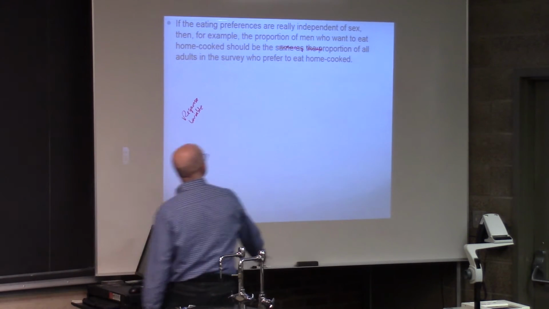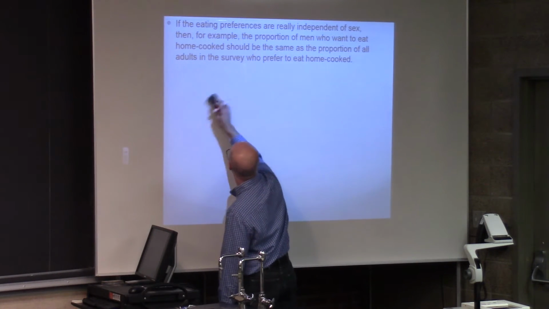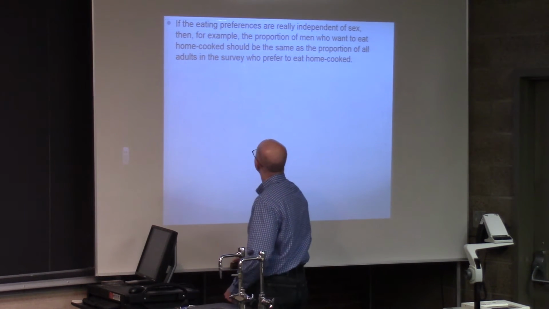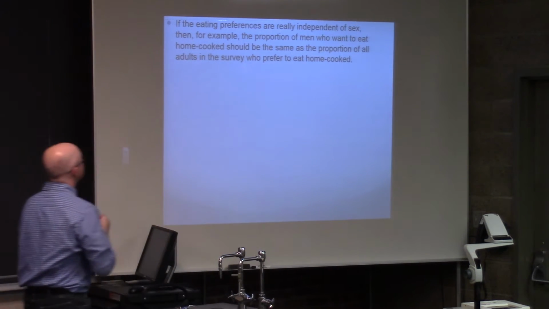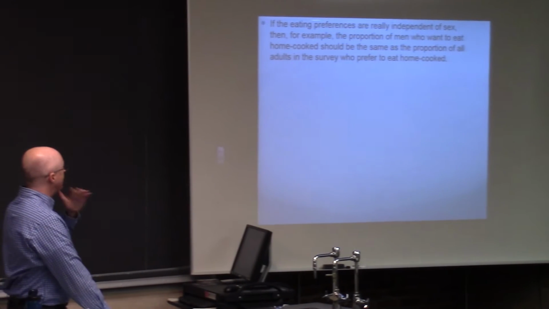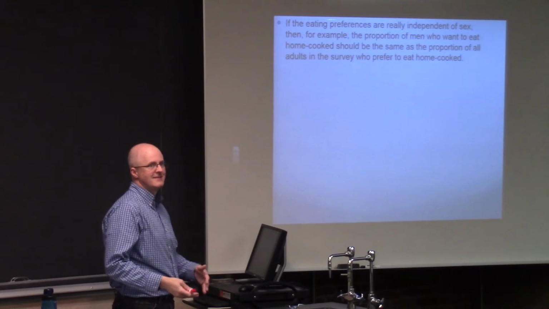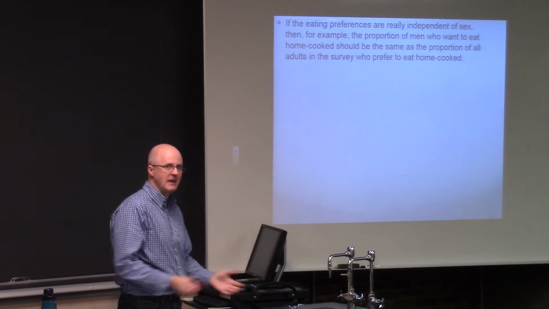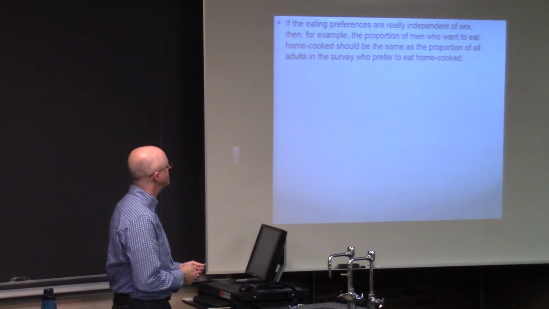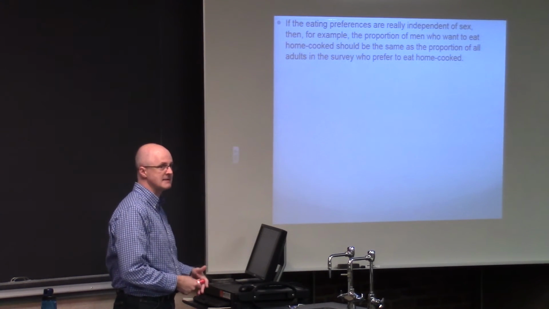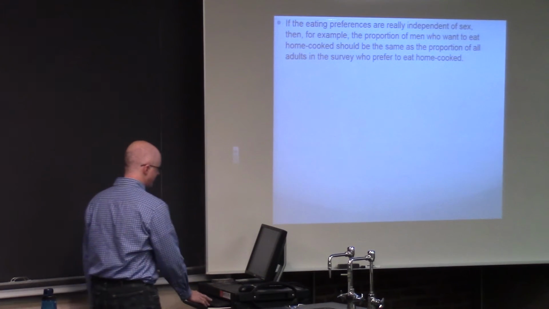If eating preferences are really independent of sex, then, for example, the proportion of men who want to eat home-cooked should be the same as the proportion of all the adults in the survey who prefer to eat home-cooked. Okay? In the idealized situation where the null is true and moreover the sample data truly reflect the population, you would expect the proportion of men who want to eat home-cooked to be the same as the proportion of all adults, males and females, who prefer to eat home-cooked.